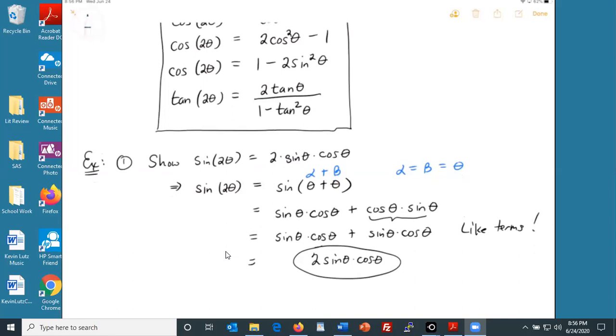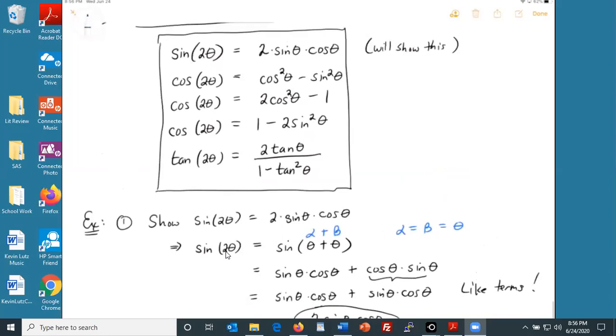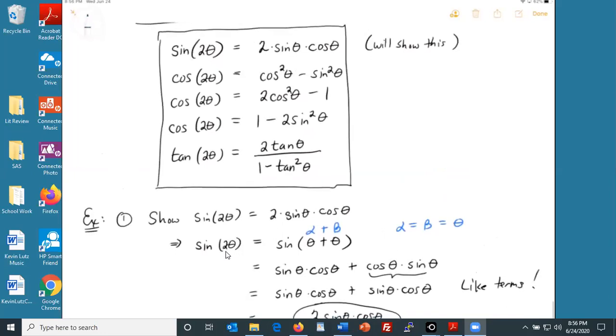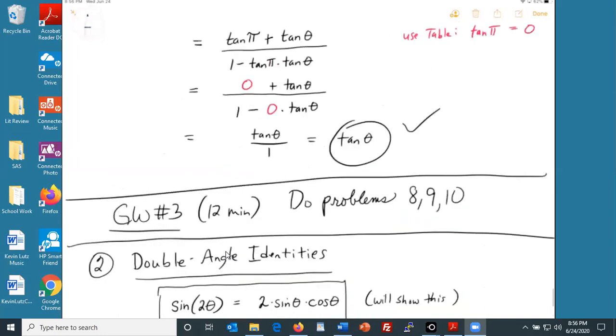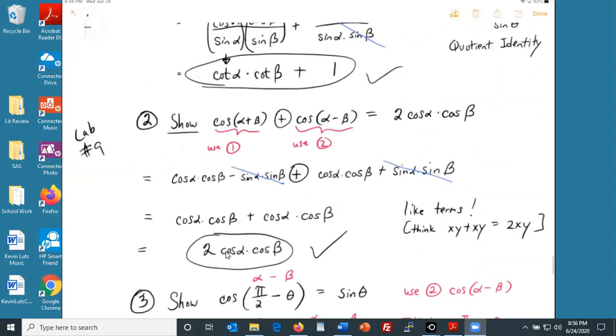So now, the point that I want to make here is that these formulas that you see here in this list can all be found by doing just exactly what I did in number 1 there, using the sum and difference formulas up here.